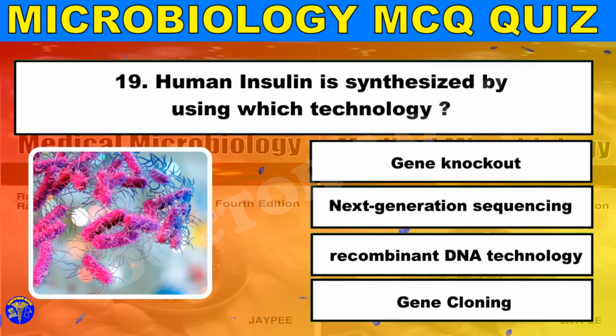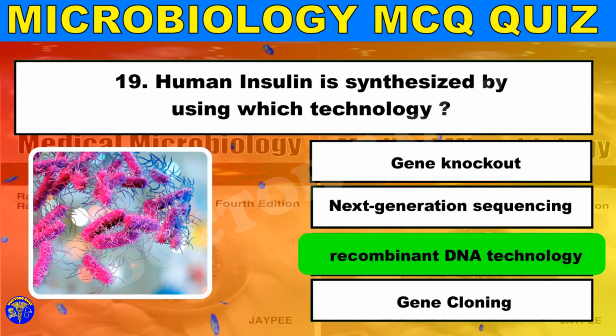Human insulin is synthesized by using which technology? The options are gene knockout, next generation sequencing, recombinant DNA technology, and gene cloning. The right answer is recombinant DNA technology.